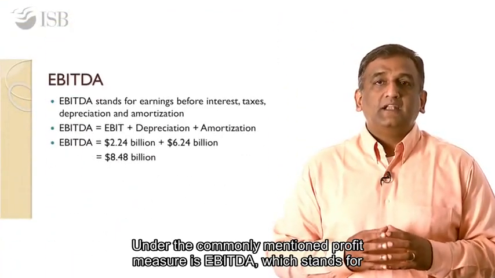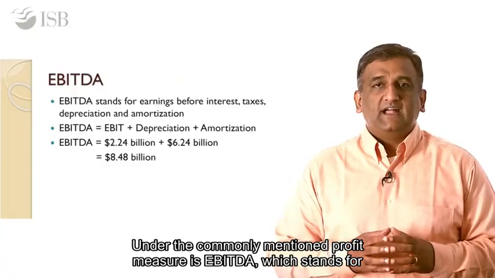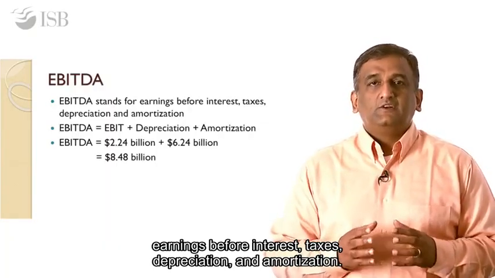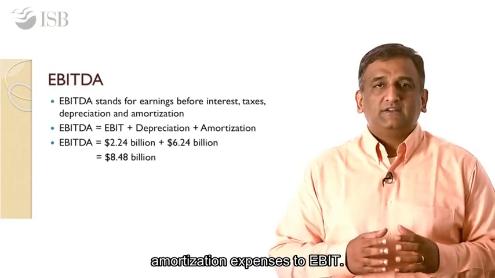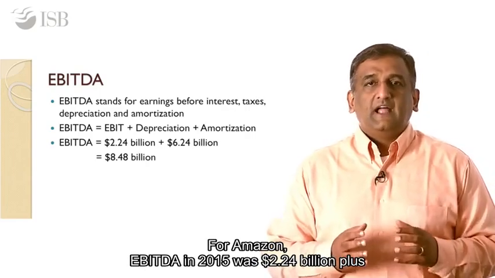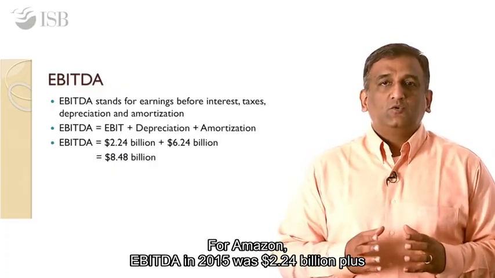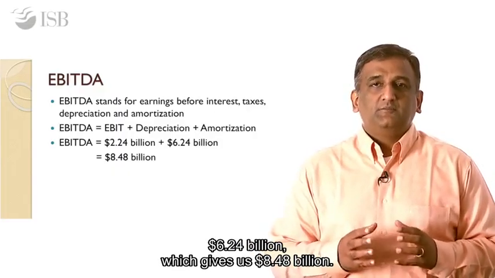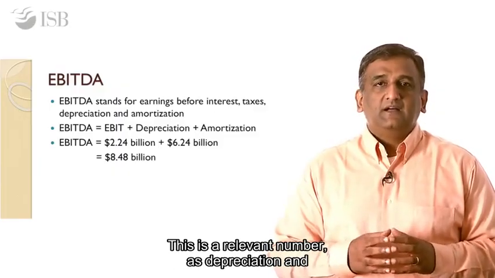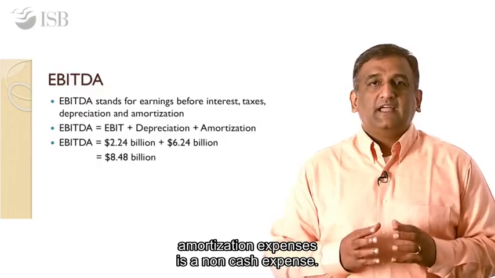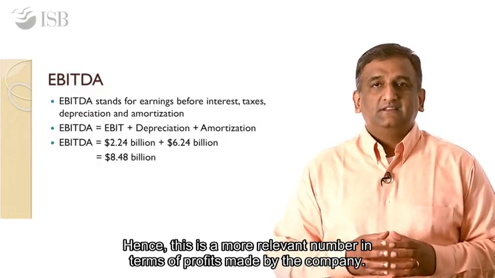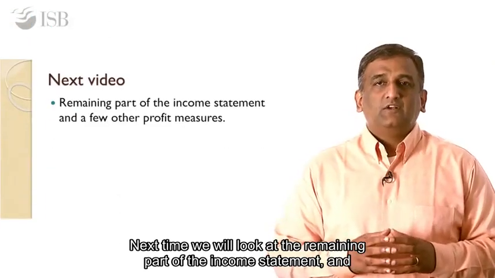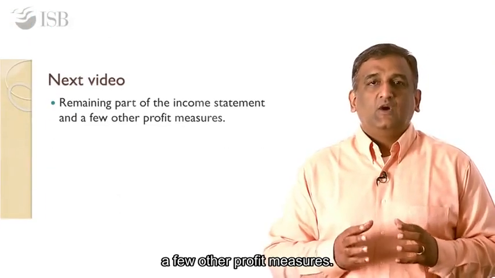Another commonly mentioned profit measure is EBITDA, which stands for earnings before interest, taxes, depreciation and amortization. To get this, we will simply add depreciation and amortization expenses to EBIT. For Amazon, EBITDA in 2015 was $2.24 billion plus $6.24 billion, which gives us $8.48 billion. This is a relevant number as depreciation and amortization expense is a non-cash expense. Hence, this is a more relevant number in terms of profits made by the company. Next time, we will look at the remaining part of the income statement and a few other profit measures.